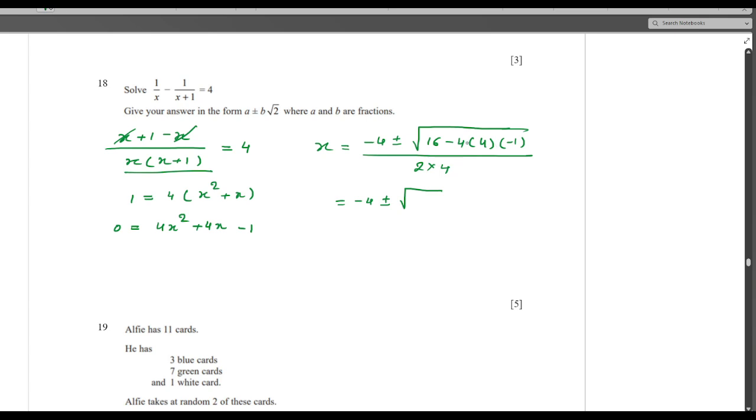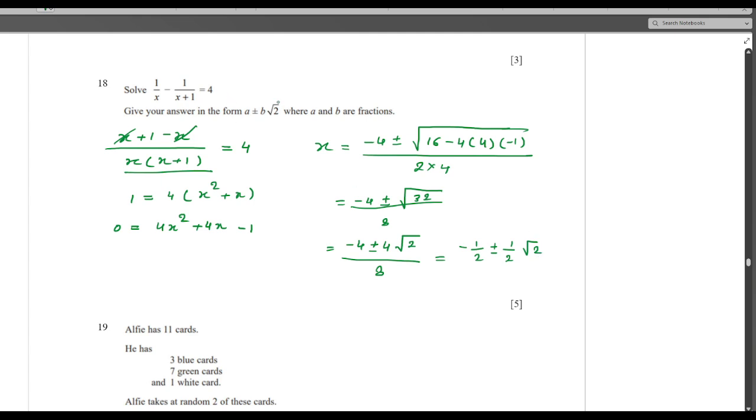Now 4 times 4 is 16. 16 plus 16 is 32. 32 is 16 times 2. Root 16 I can write as 4. So here this I can write as minus 4 plus or minus 4 times root 2, and whole divided by 8. So 4 I can take common and cancel. Here I will get minus 1 upon 2 plus or minus 1 upon 2 root 2.